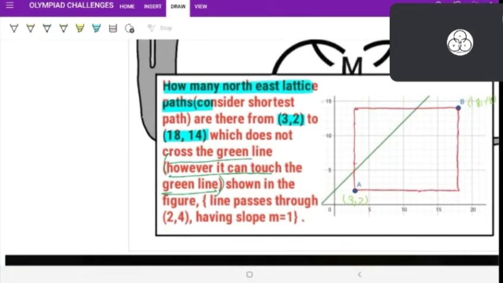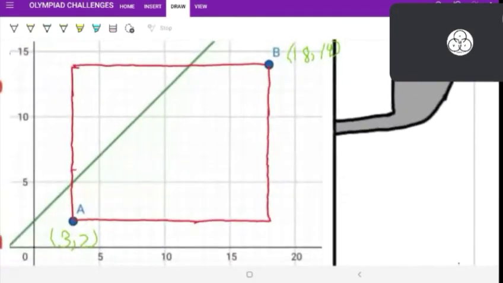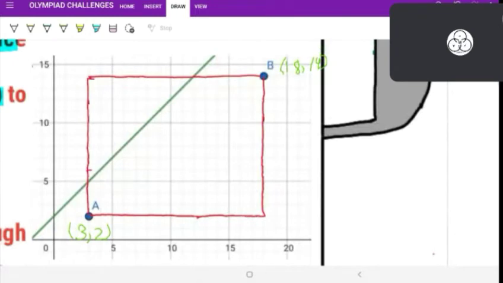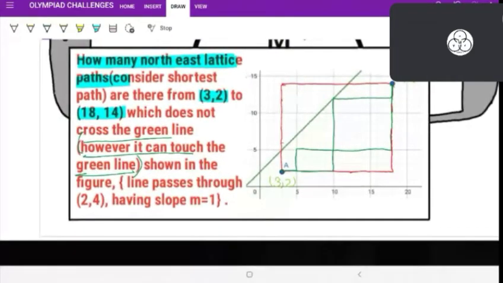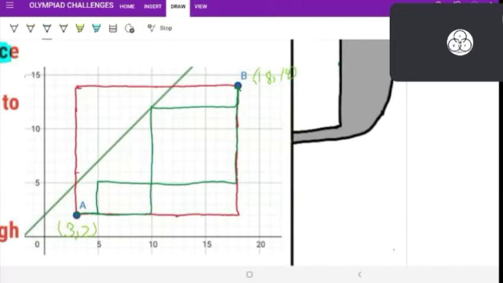Okay, fantastic. Let me show you one illustration, so you'll be able to solve that question yourself. This line is not crossing the green line. Now another example of a line that doesn't cross the green line. See, it just touches the green line, but it doesn't cross it. It can touch, as given in the question. So these are valid paths.